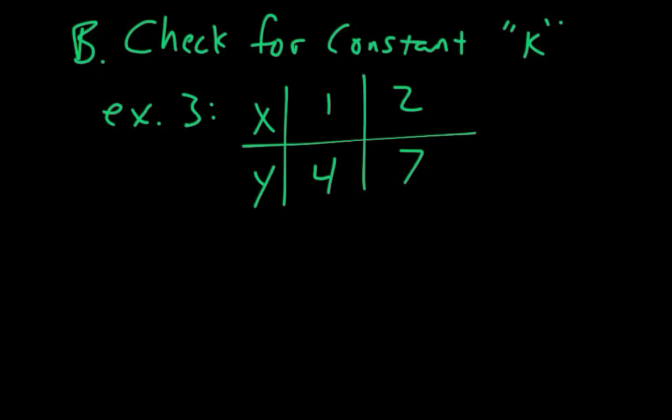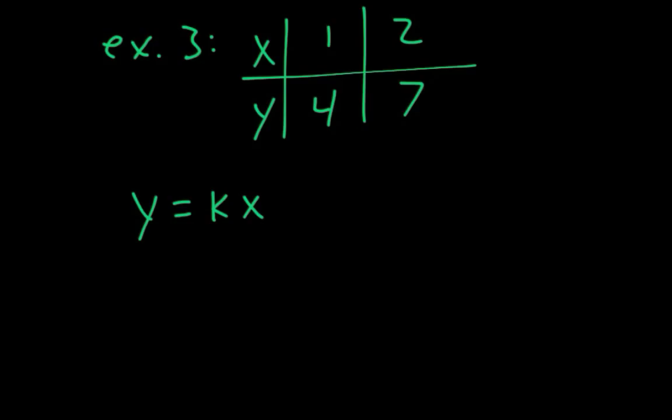If it's direct variation, we should have y equals k times x. If we wanted to find k, how do we combine x and y to find k? If I want to get k by itself, yep, y divided by x. So if I cancel those out, k is going to be y over x. And that k should be the same every time.